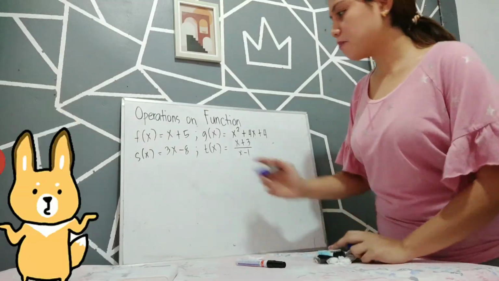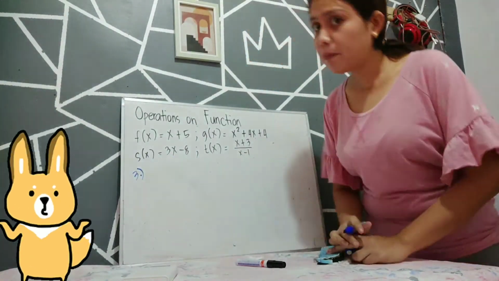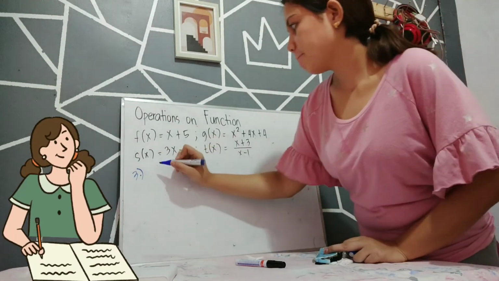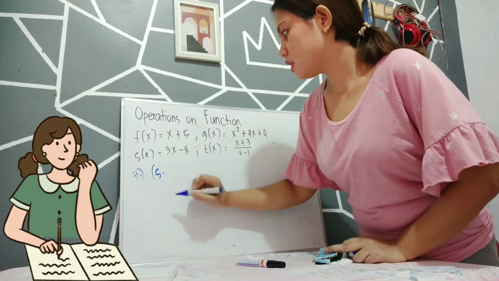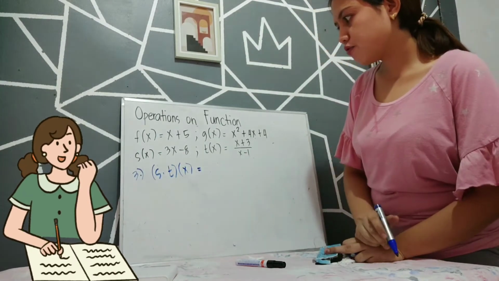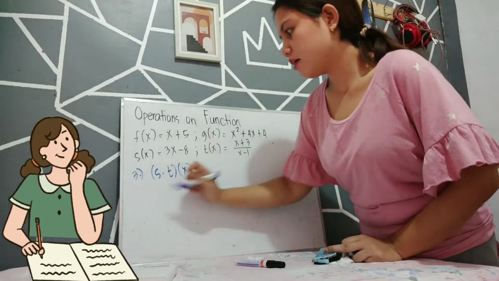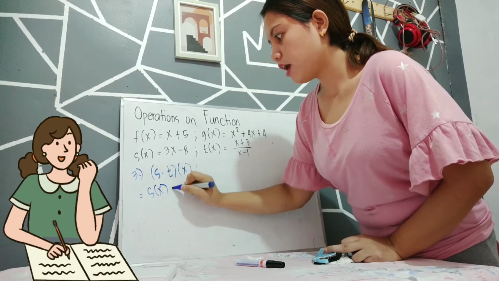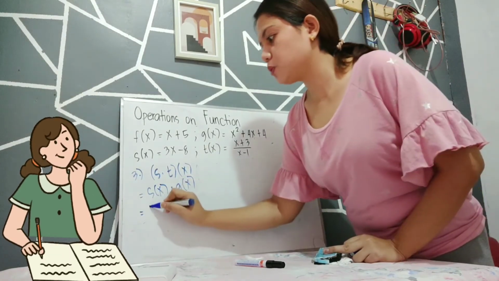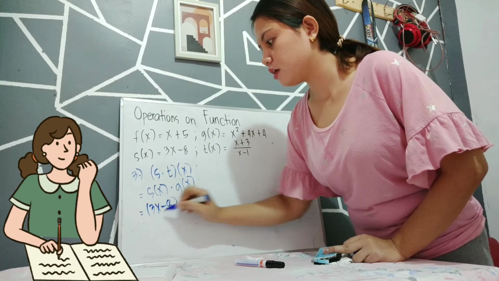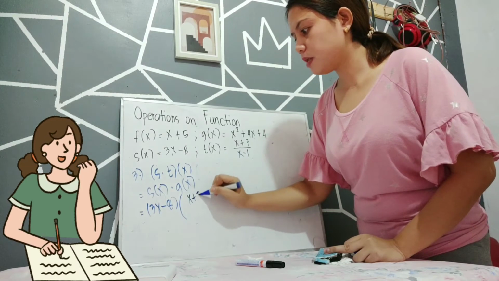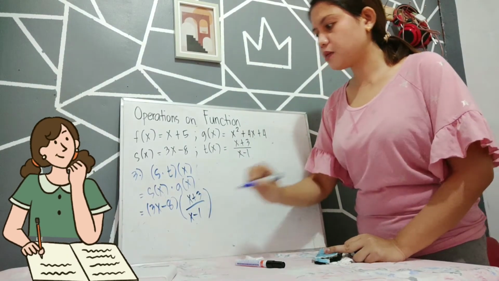Let's have another example. How about multiplying both functions? So let's have s times g of x. So you'll have, let's have our answer here, s of x times g of x is equal to 3x minus 8 times x plus 3 over x minus 1.